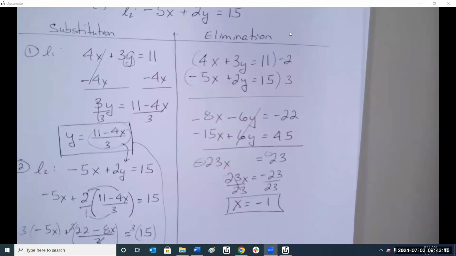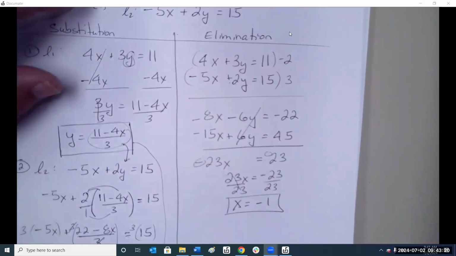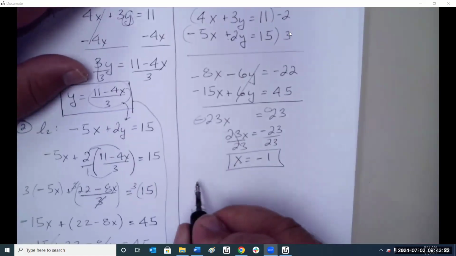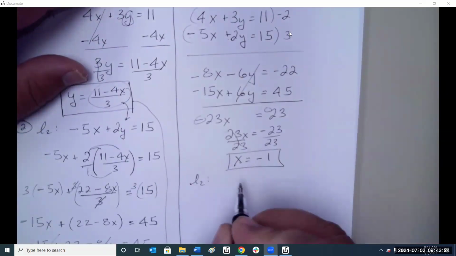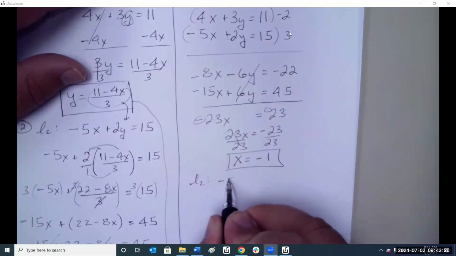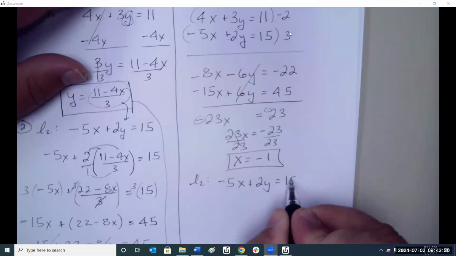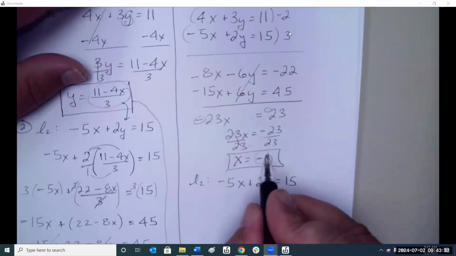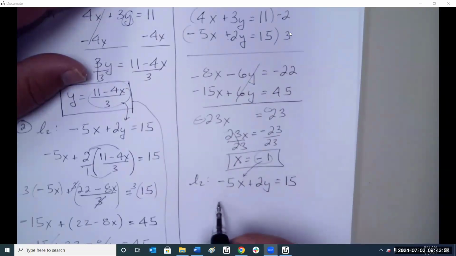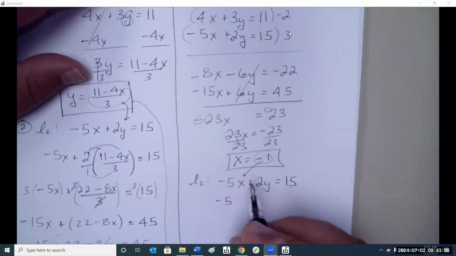Next step? So let's pick the second one. So we pick line 2. Negative 5x plus 2y equals 15. Plug this in place of x. So x is negative 1.